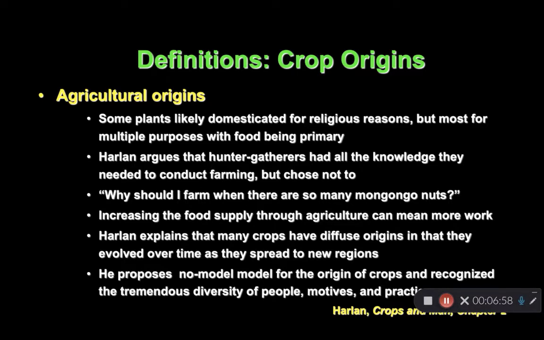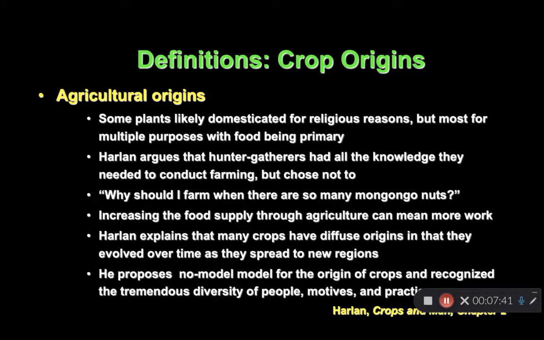Jack Harlan, who's one of the famous scientists who worked in this area, argues that people who were hunting and gathering had all the knowledge they needed to conduct farming, but they actually waited a long time before they started to farm. And he has these wonderful examples of interviews with people who were in hunting and gathering communities, even into the 20th century, who said, you know, why should I farm when I can hunt and gather all the things that I need? And of course, setting up an agricultural system means a lot more work, and it means a very organized work schedule throughout the year that can be extremely time-consuming and laborious, and lots of hands are needed.